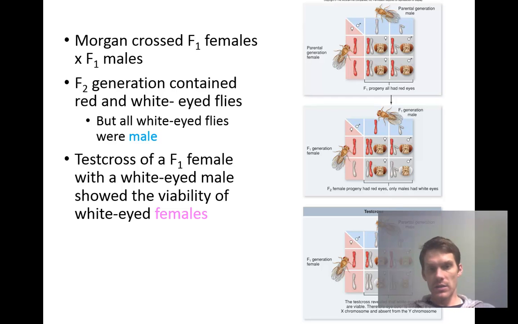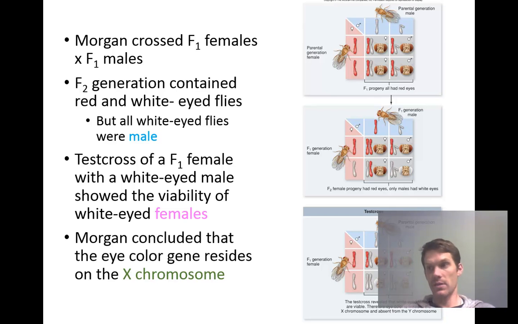He did a test cross with an F1 female, breeding it with a homozygous recessive, and then doing some other F2 generations. He found that they did have white-eyed females, that they were viable. It wasn't something lethal to the females. And from this, he concluded that it must be something with the sex chromosome, and that this was a trait that was on the X chromosome.